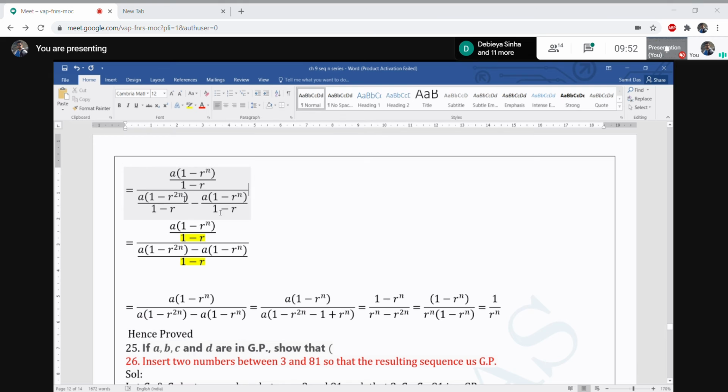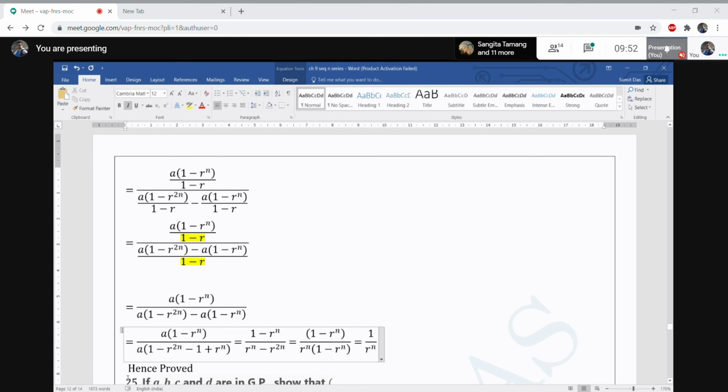Now do the LCM on the numerator, no change. On the denominator we did the LCM. Both denominators are the same, so the LCM will be 1 minus r. From both numerator and denominator, 1 minus r cancels. In the numerator what is remaining? a times 1 minus r to the power n. And the denominator remaining is a times 1 minus r to the power 2n minus 1 minus r to the power n.